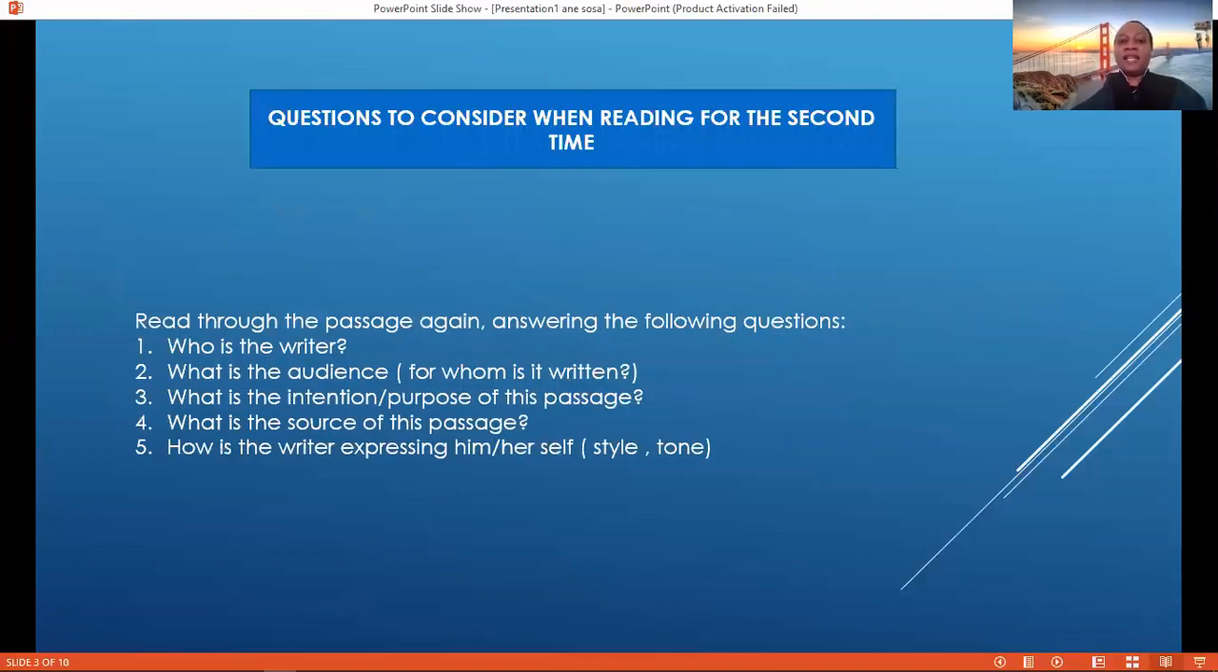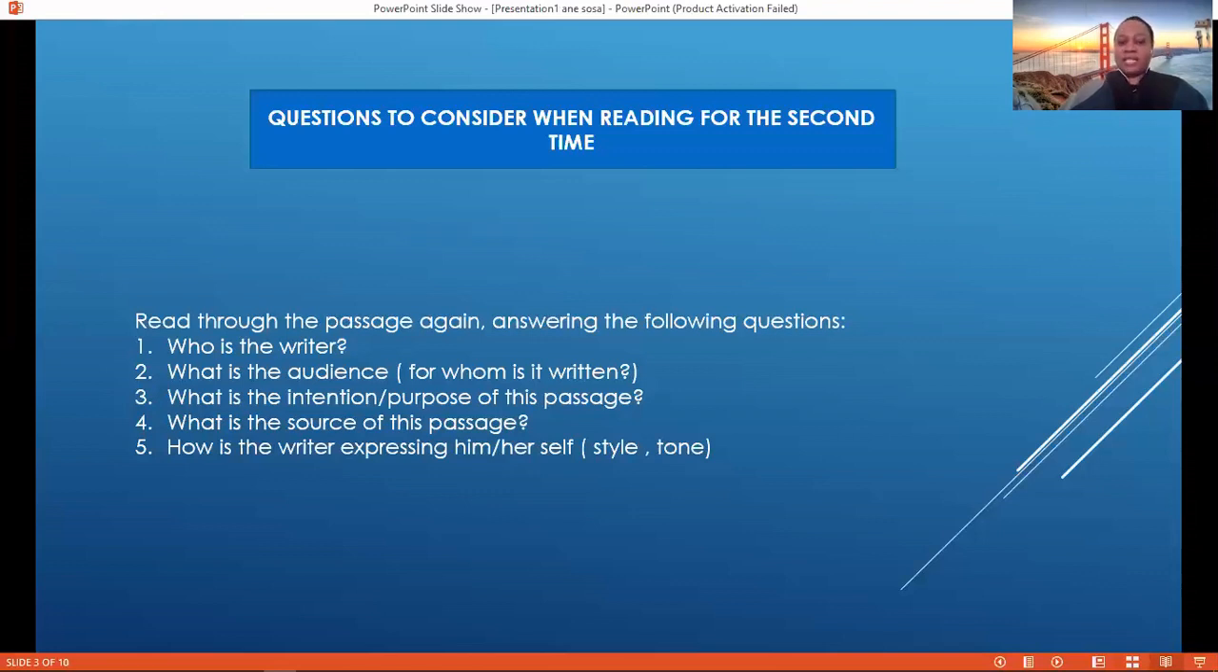Right. Let's look at questions you need to consider when you read the text for the second time. Remember, the first time you run through it quickly, and you need to revisit the text again, reading it slowly and carefully. These are the questions which you need to ponder on. Number one, who is the writer? We have already seen the importance of knowing who the author is.